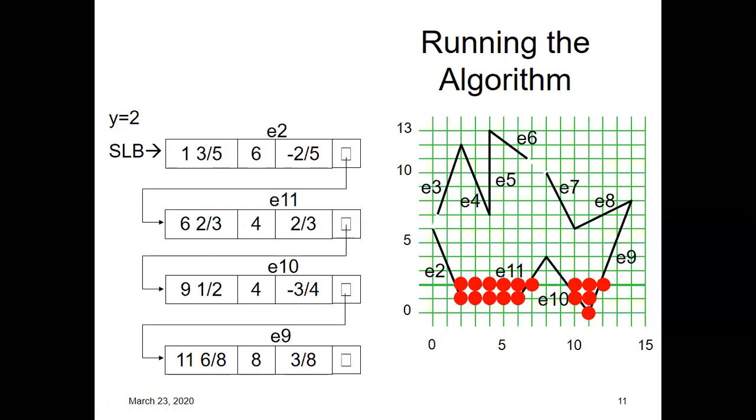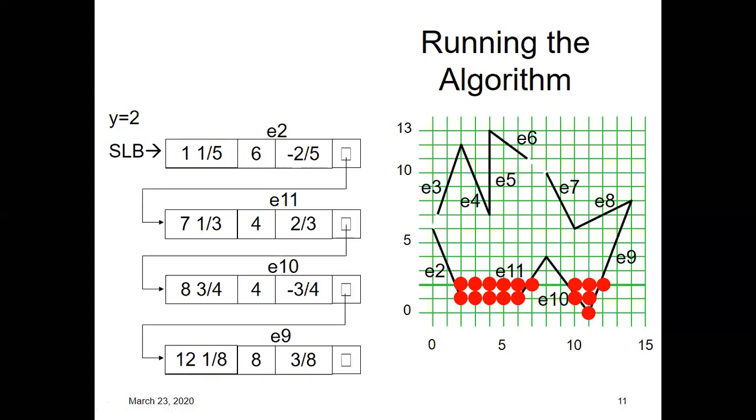Now comes the mathematics. So what is the mathematics? 1 3 by 5 plus or minus 2 by 5 is this. 6 2 by 3 plus 2 by 3 is this. 9.5 minus 3 by 4 is 0.75. So 9.5 minus 0.75 is 8.75, that is 8 3 by 4. 11 6 by 8 plus 3 by 8 is 12 1 by 8. So IFM, initial is over, fill is over, mathematics is over.